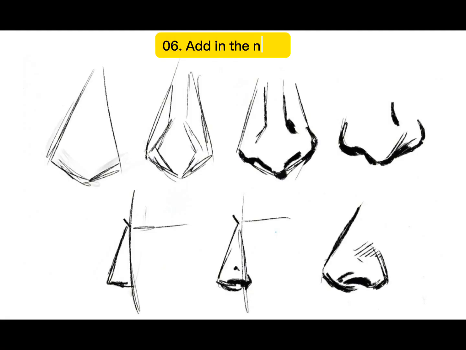Step number 6. Noses can be pretty difficult to get right. I initially create a triangle with a diamond shape for the tip of the nose. From there I draw nostrils, remembering to add line weight and shadow to the bottom of the nose. I keep the details light, adding only what's needed.